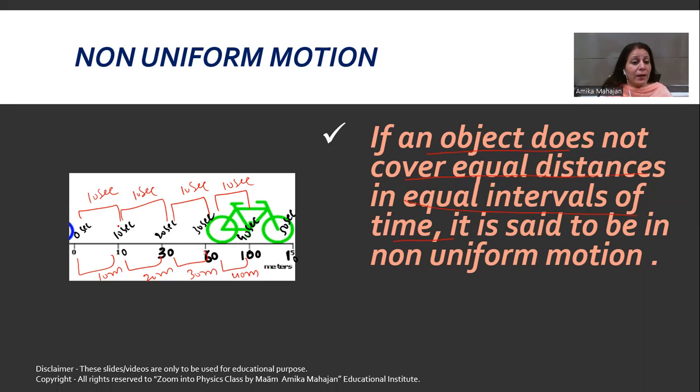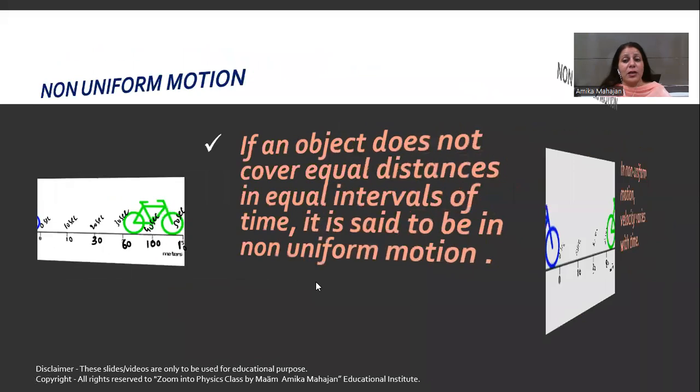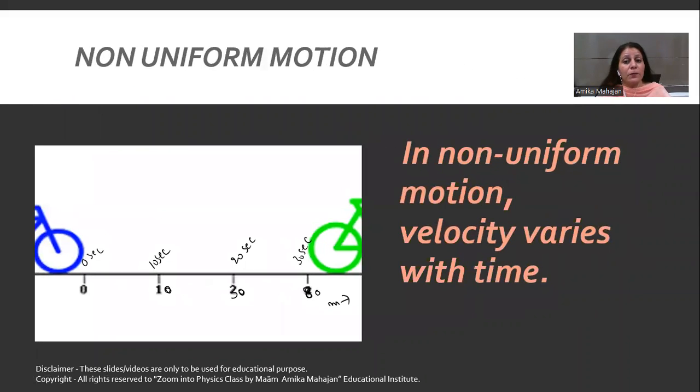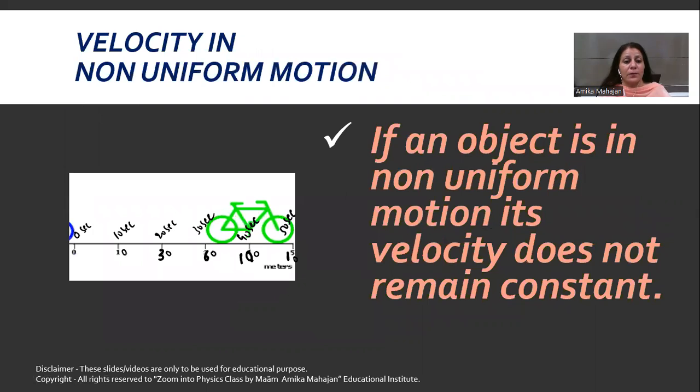If equal distances are not being covered in equal intervals of time, then speed will also not remain the same. Here, for the first 10 seconds, speed will be 10 by 10, 1 meter per second. For the next 10 seconds, speed will be 20 by 10, 2 meters per second. For the next 10 seconds, speed will be 3 meters per second and so on. So speed is changing. If speed is changing, velocity also changes. So there will be a change in velocity. Change in velocity will not be 0 in non-uniform motion.